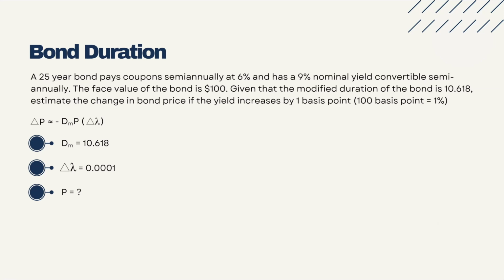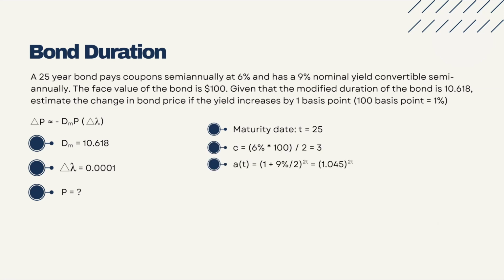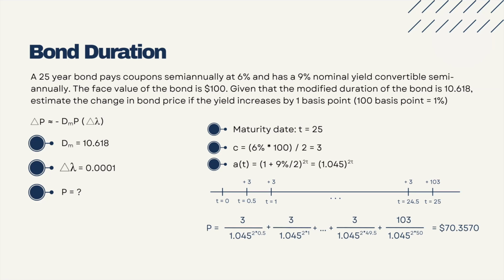We know that the bond matures in 25 years and each coupon payment is $3 and the accumulation function is 1.045 raised to the power of 2t. Here, we divide the coupon rate by 2 because the question states that it's a semi-annual coupon. And the value for p for the accumulation function is 2 because the question says that the nominal yield is convertible semi-annually. From here, we can draw the cash flow diagram and calculate the present value of the payoffs to find the price of the bond.